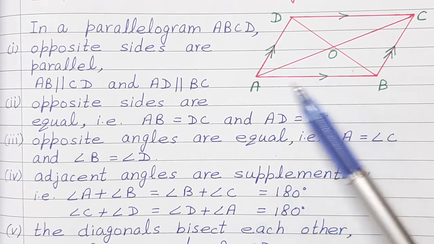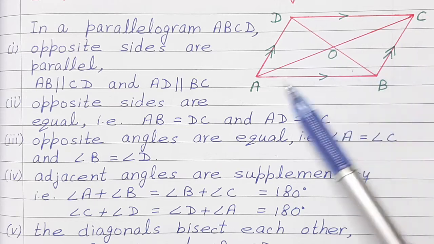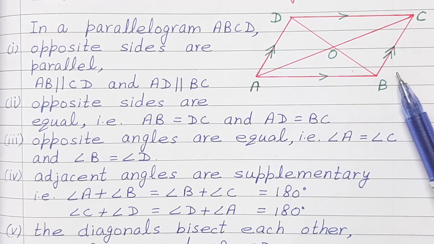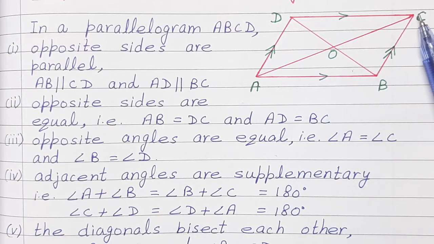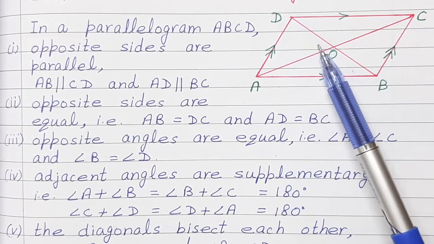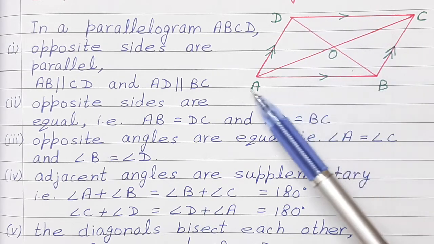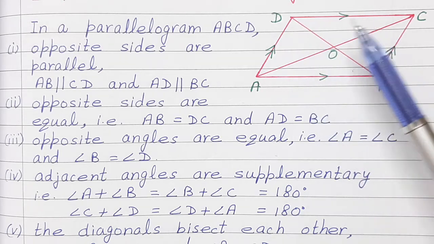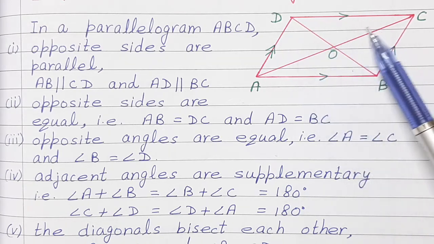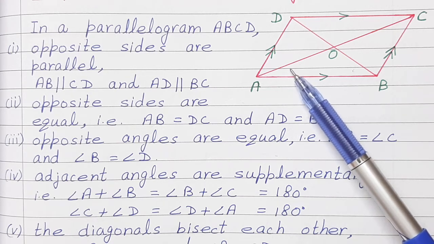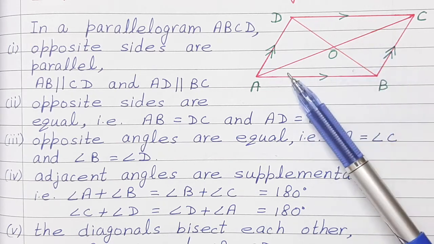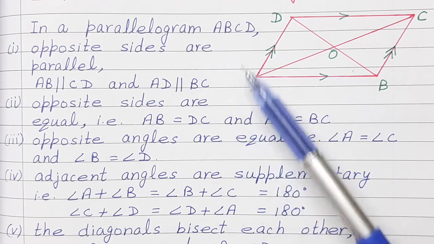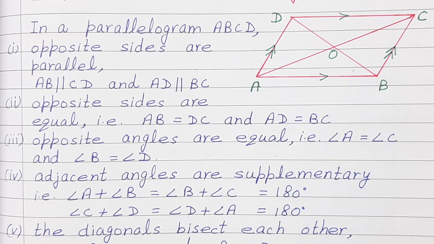Now the next is the diagonals bisect each other. Okay children, that is AO equal to OC and BO equal to OD. And the last property is the diagonals bisect the parallelogram into two triangles which are congruent. Right? Children, this we have already discussed in the theorem. So out of all these three theorems that we have discussed, these are the properties which we are going to use further in the questions. Right?